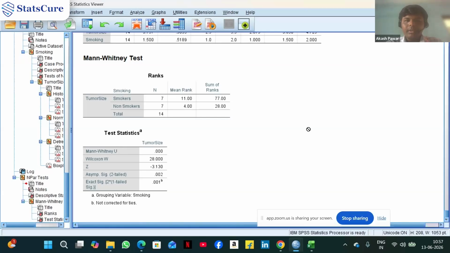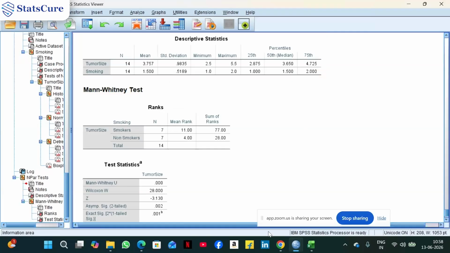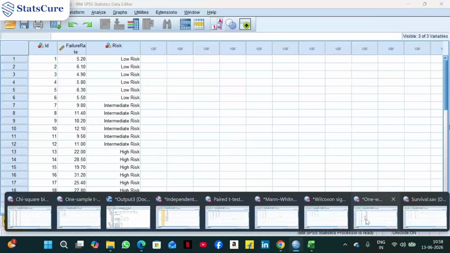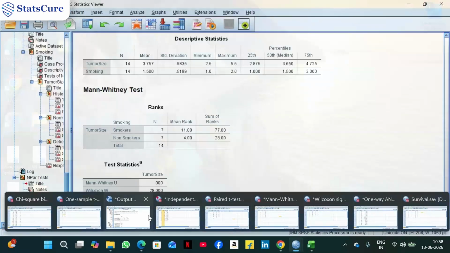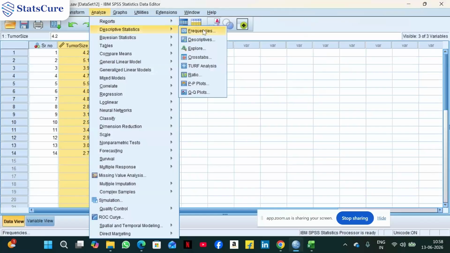Can you go a bit up in the descriptive table? Here we have medians. You can see the median is given as 3.65 for tumor size. Okay, this is not the correct calculation. It has done it for both the variables together. It has not given group-wise. You can go to the descriptive table above or below, or again you can go to Explore.